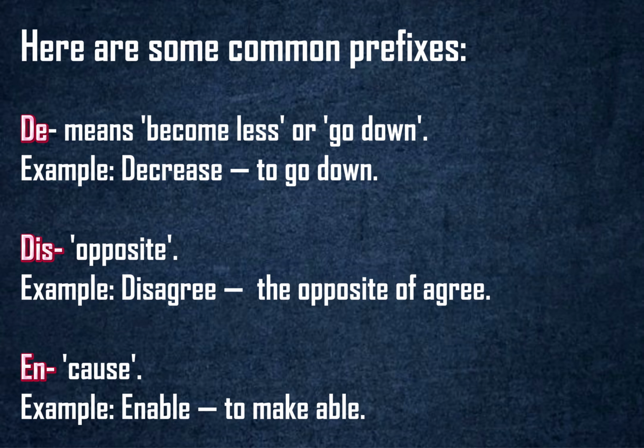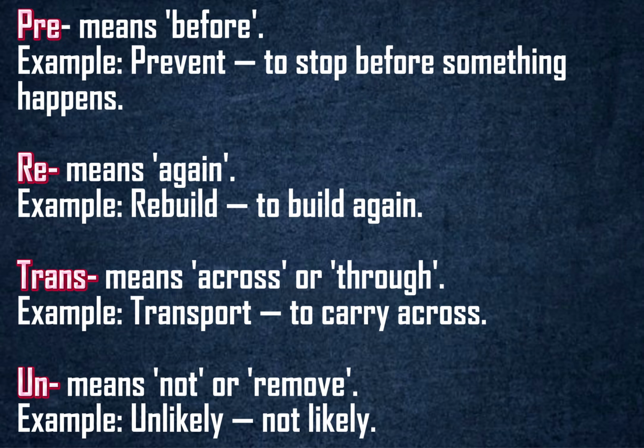En means cause. Example, enable. That means to make able. Pre means before. Example, prevent. That means to stop before something happens. Re means again. Example, rebuild. That means to build again.